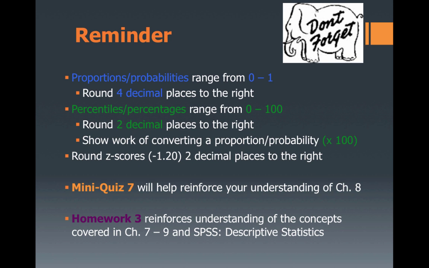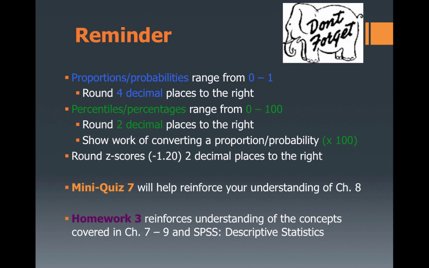So just a few reminders. Proportions and probabilities range from 0 to 1. And this is what we get from the middle of the z-score table. So we want to keep all those numbers by rounding to 4 decimal places to the right. Percentages and percentiles range from 0 to 100. So these are rounded to 2 decimal places to the right. And we simply convert our proportion or probability by multiplying it by 100.